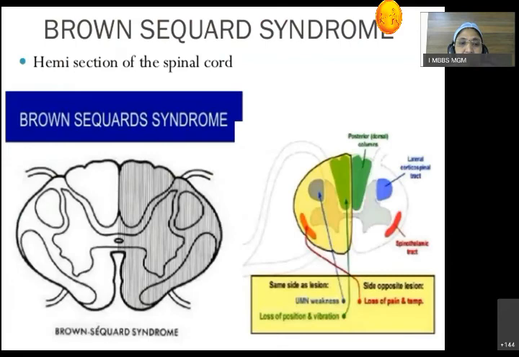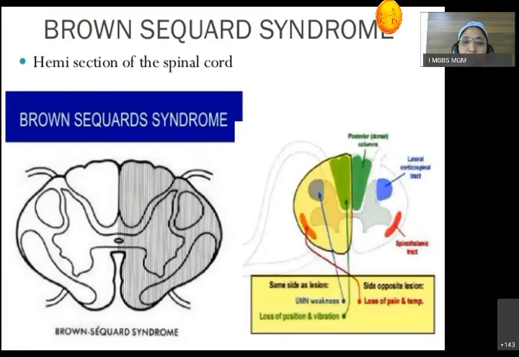Here, first we will see this transverse section, and this is the half part of the spinal cord which has damage. So what will happen? Half of it is damaged. So what are the various tracts which are present in this part? Dorsal column tracts, corticospinal tract, spinothalamic tracts. All the tracts are damaged. Now, what are the various symptoms?